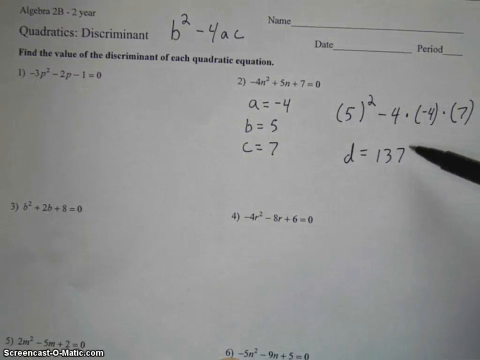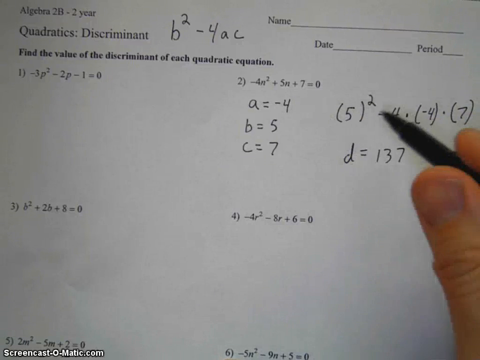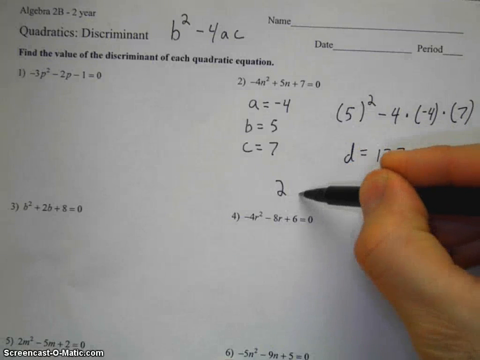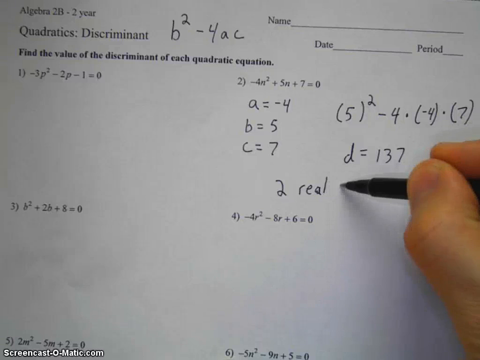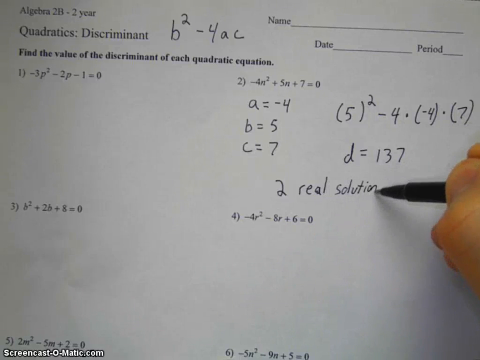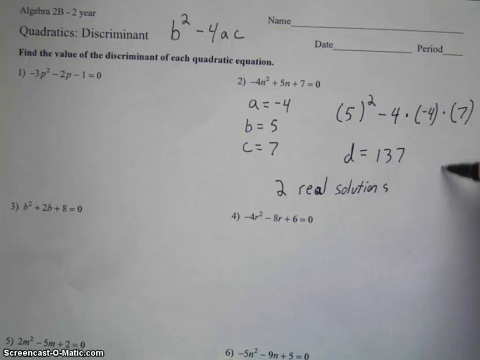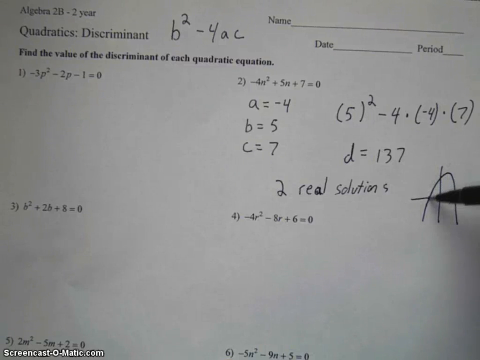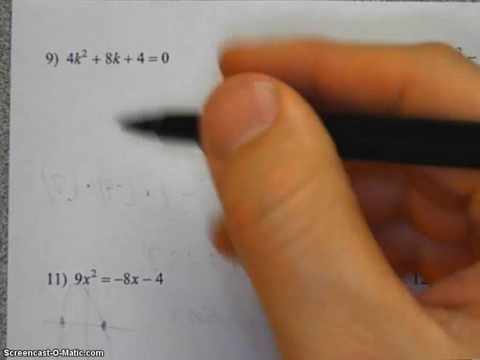So after plugging it in my calculator, we got the discriminant to equal 137. Well, 137 is a positive answer. And like in the last notes, we said that a positive answer means we're going to have 2 real solutions. So our parabola, when we were to graph this, may look something similar to this, crossing the x-axis twice, giving me 2 real solutions. If we look at number 9 in your homework, we're going to do the same thing.